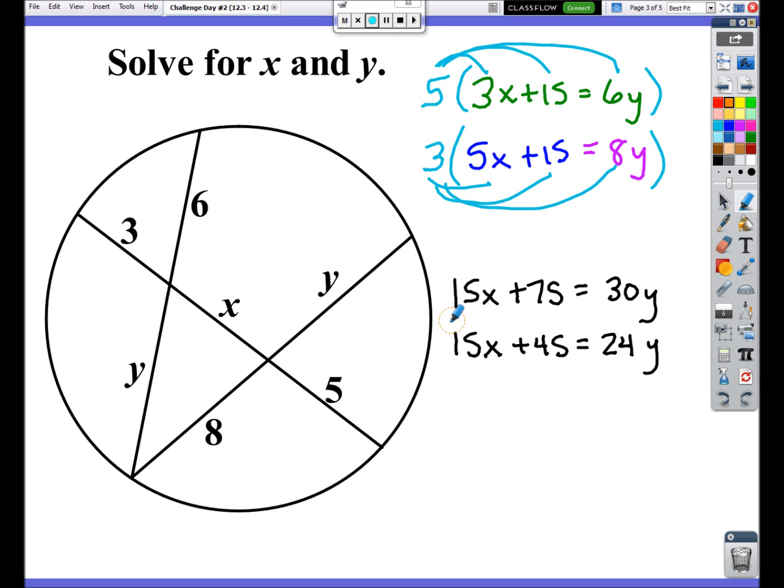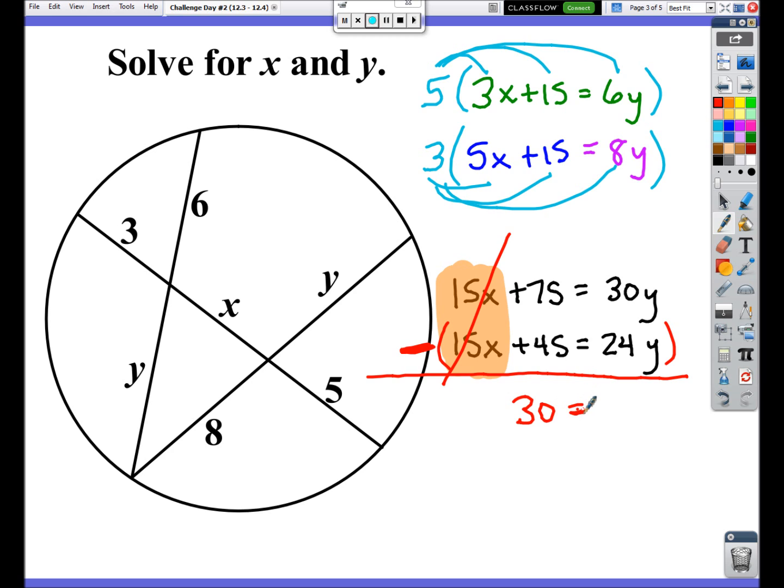Now I've got my x's ready to be eliminated, but do I need to add or subtract these two equations to get the 15x's to eliminate? I need to subtract, and really keep in mind, I'm not just subtracting the x's, but I'll be subtracting everything in this second equation. So 15x minus 15x, gone, eliminated. 75 minus 45 leaves me with 30. Then my equal sign, and then 30y minus 24y's is 6y. Divide the 6 over, and y is equal to 5.